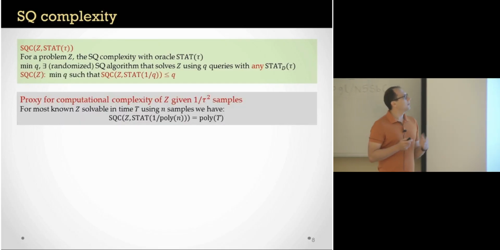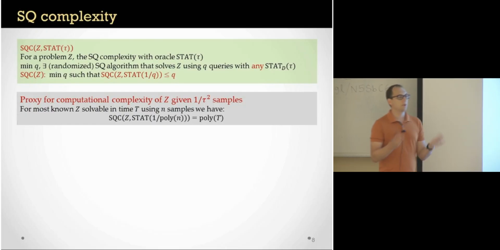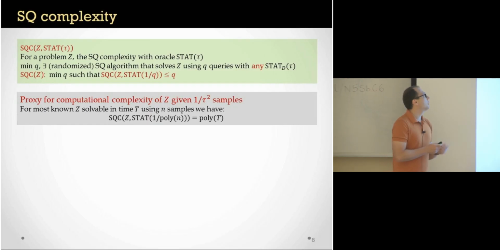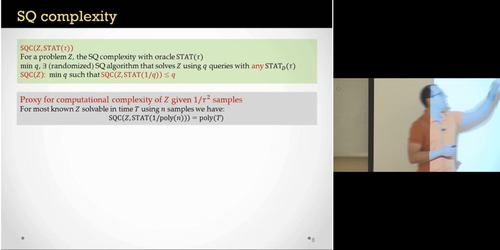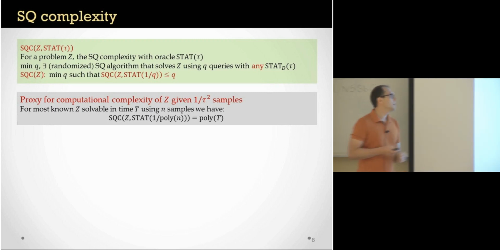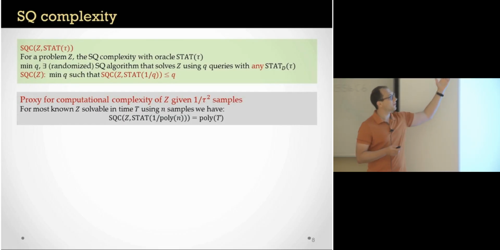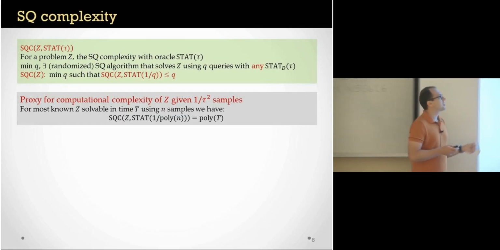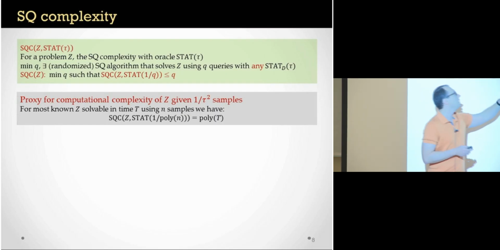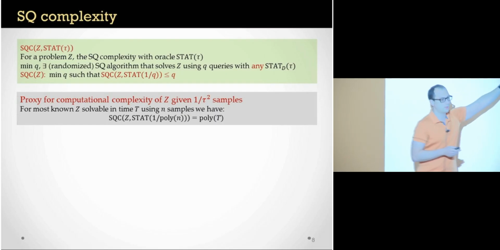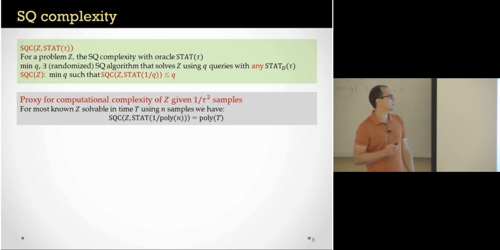But here we'll be interested in thinking about this model as some type of proxy for computational complexity, as I mentioned. You can think of it as a proxy for the computational complexity of solving the same problem using 1 over tau squared samples. This view comes from the observation that for most problems that we know are solvable in time t using n samples, we almost always also have an upper bound on their statistical query complexity within at most some polynomial factors.